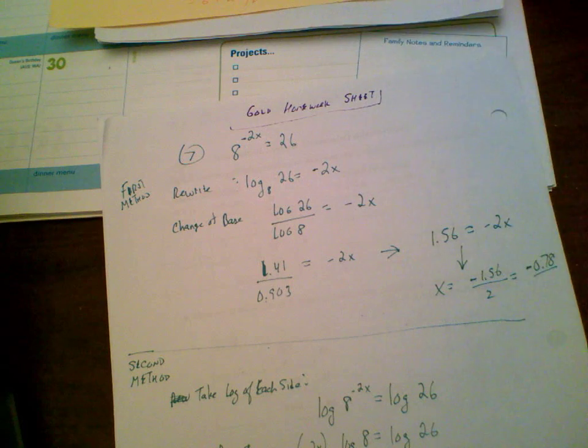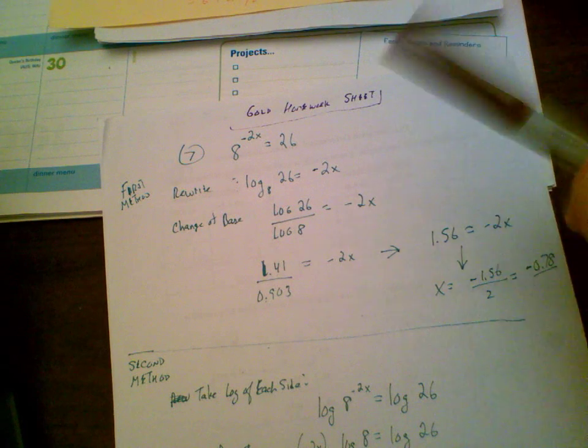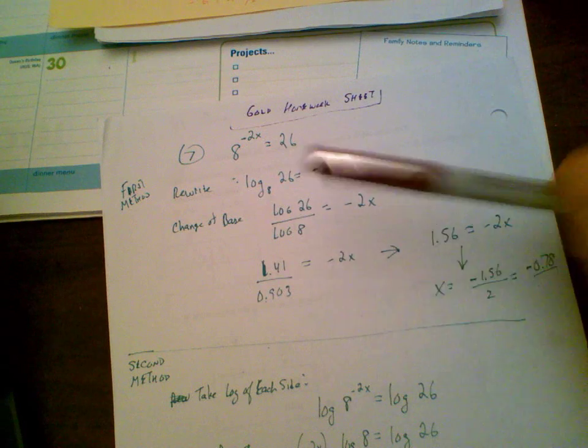That is 8 to the negative 2x equals 26. Again, I'm going to use two methods for this. First, I'm going to just use my rewrite approach.